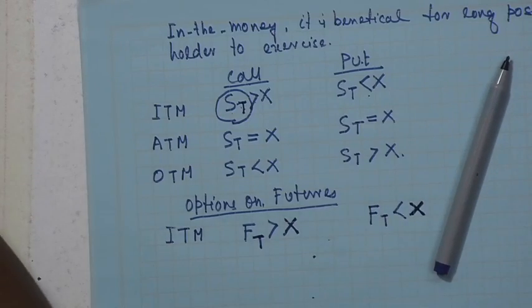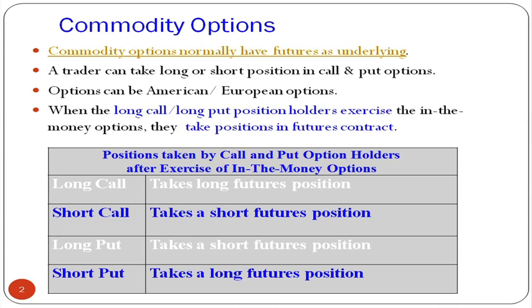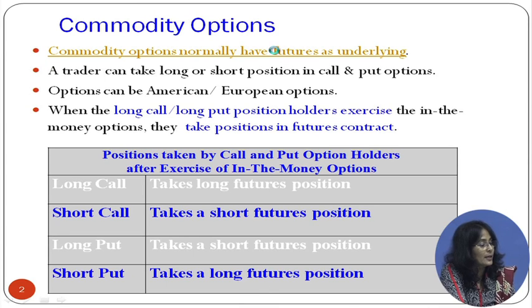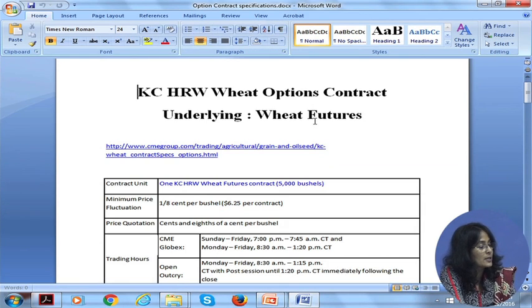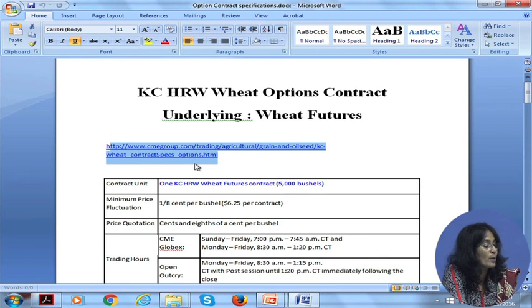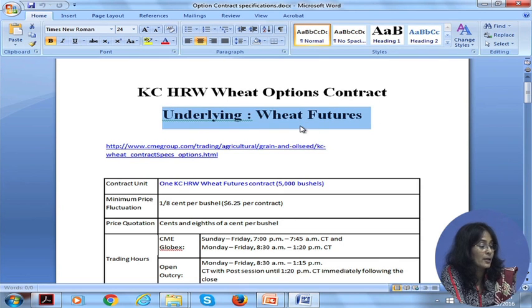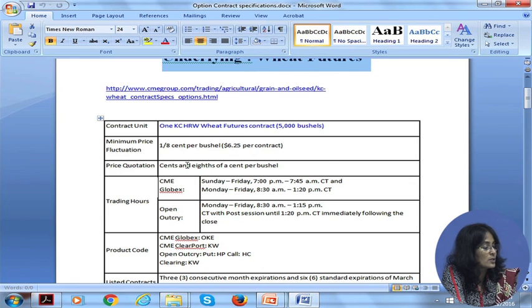Now, let me take you to this link, please see this one. This is the wheat option contract offered by CME, that is the Chicago Mercantile Exchange, and please see this one. What is the underlying? The underlying is not wheat, but the underlying is wheat futures. So, it is also very clearly stated what the contract unit is.